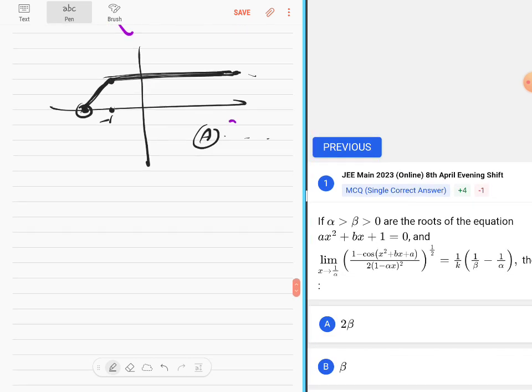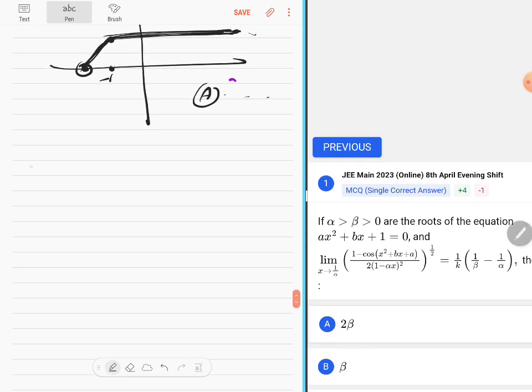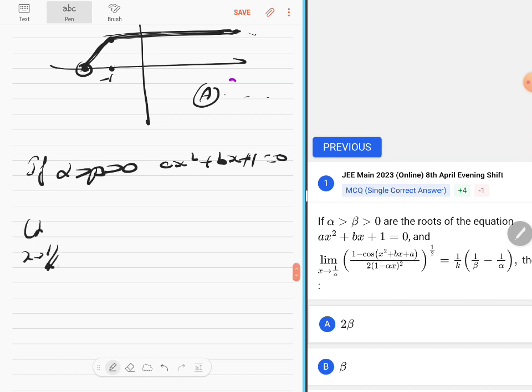Yeah, I can do the sums. Where this question is: if alpha is greater than beta is greater than 0 are the roots of the equation ax square plus bx plus 1 is equal to 0, then they have asked you the limit of x tends to 1 by alpha of 1 minus cos of x square plus bx plus a, divided by 2 into 1 minus alpha x the whole square, whole to the power 1 by 2.